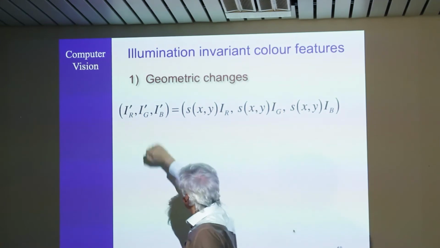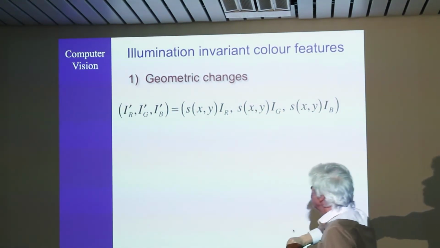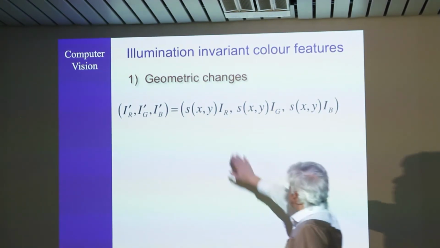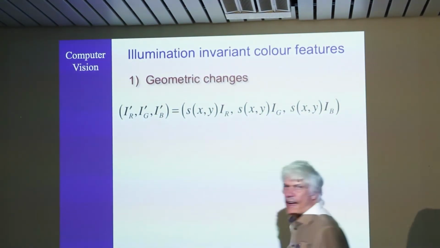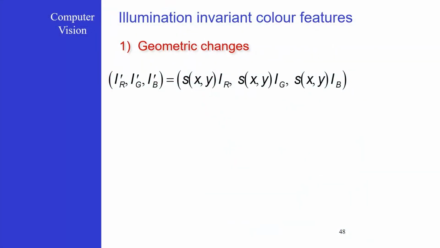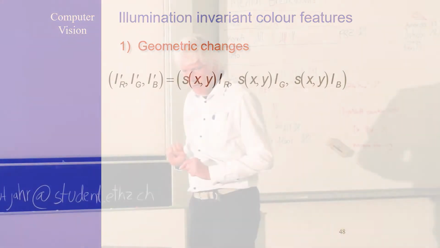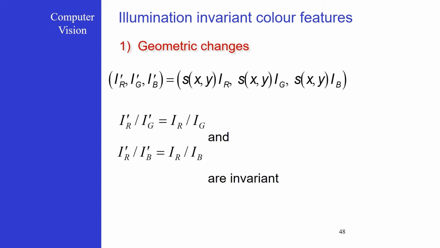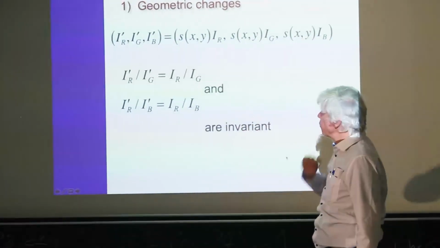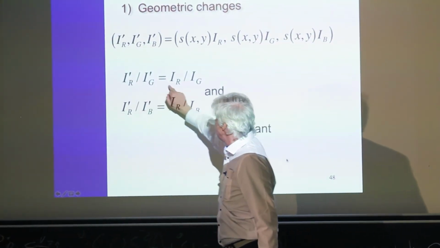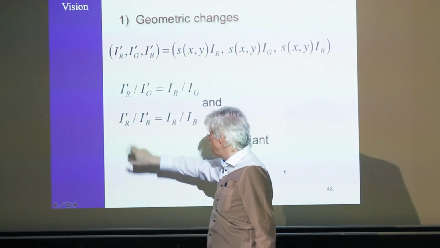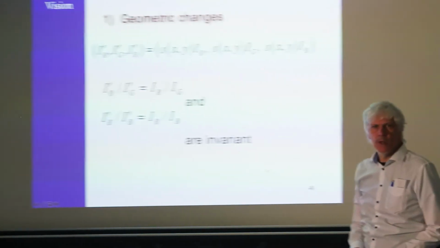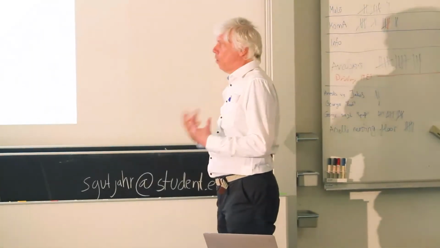So the new RGB values, the responses for the three colors, are the old ones multiplied with this factor, which could be smaller than 1 or larger than 1, but it's the same for the three bands. That's the important thing here. So what we can do now, if we want to eliminate sensitivity to geometric changes, is to look at ratios again, but for different spectral bands. For instance, you can take the ratio of red and green, and that will be the new value, well, it's the same as the old value. And the same here, if you take a ratio of red and blue, it's again the same. So these are invariants that are color-based.